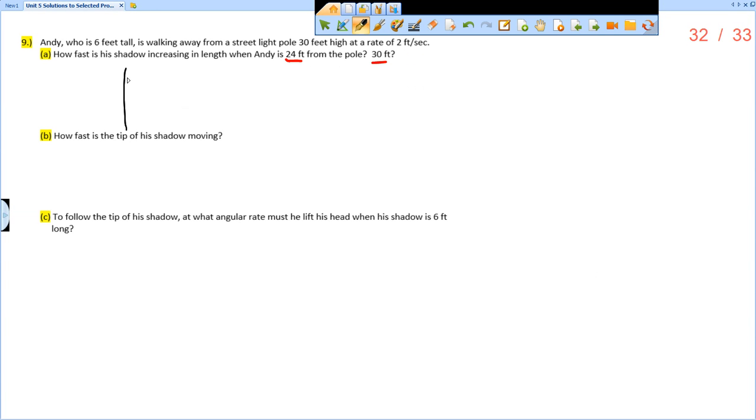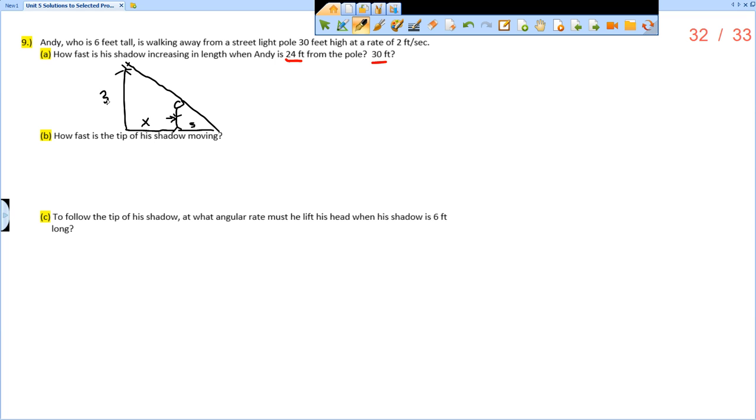All right, so we have this light pole. And here is Andy who is walking away from the light pole, right? Now, there is a certain distance that Andy is away from the light pole. I'm going to call that x. And then there is a certain length of his shadow. I'm going to call that s, right? So the light pole shines down and creates this shadow.